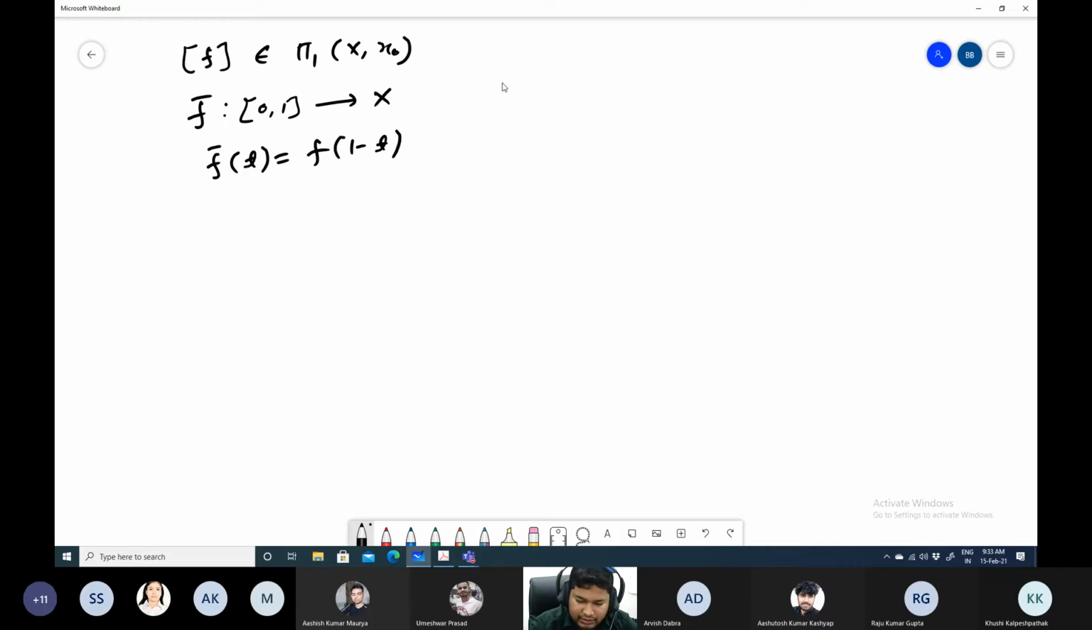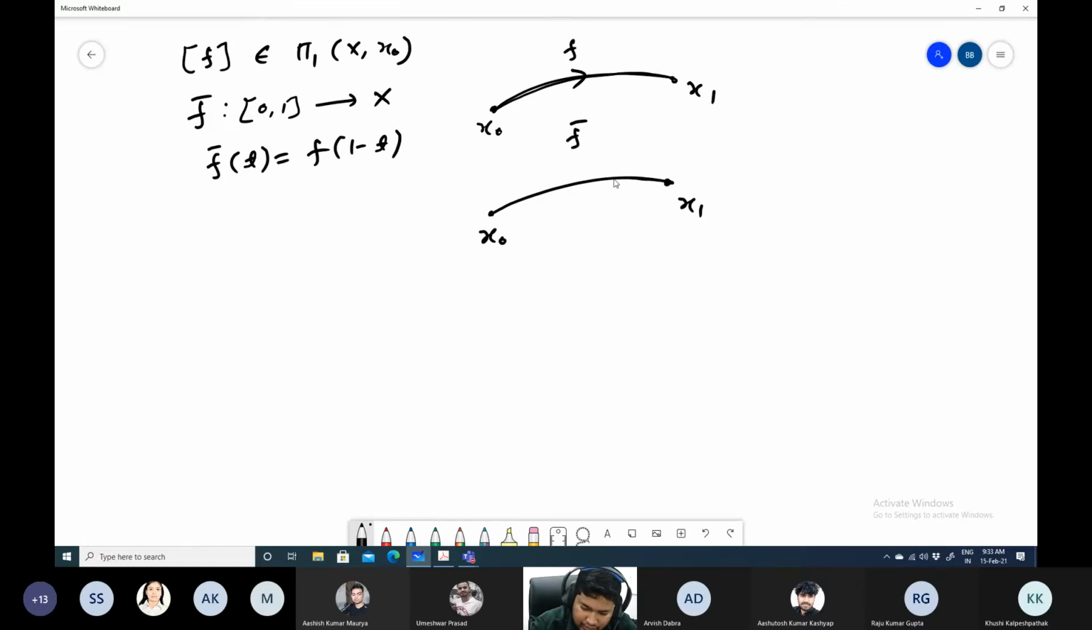So suppose now I am going to a path, not only a loop, because it is more general. Now suppose this is your x0, and this is your x1. Forget about that loop. Now suppose this is your f. F means it starts from x0 and stops at x1. And then what will be f bar? That will be the same thing but in the reverse direction. That means it will start with x1 and move in this direction, so it starts at x1 and ends at x0.